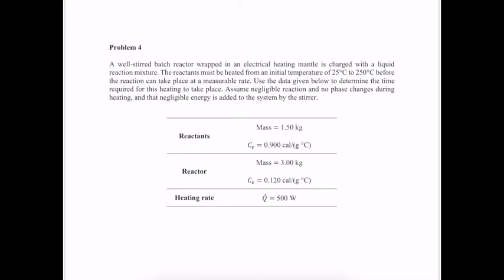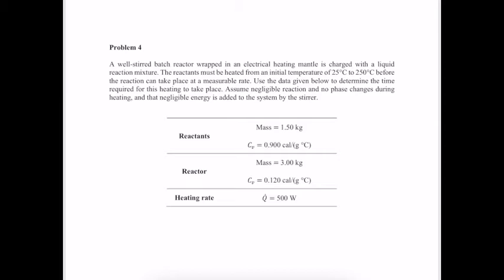In this video, we're going to practice working with transient energy balances by working on problem 4 of the Chapter 10 Lecture Problems worksheet. The premise for this problem is that we have some sort of batch reactor that's wrapped in an electric heating mantle, and this batch reactor is filled with a liquid.